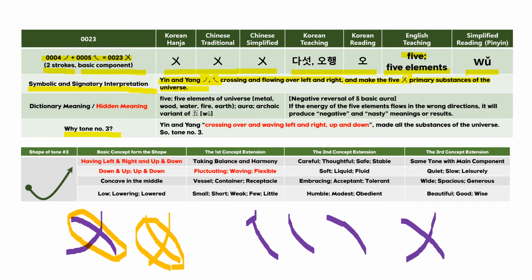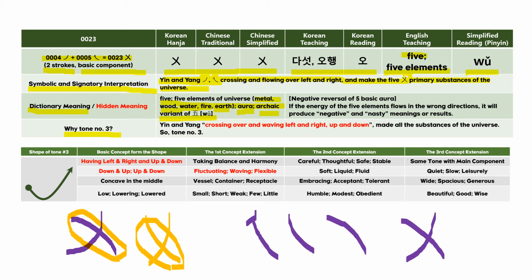Okay, the dictionary meaning of this character: 5 elements of the universe: matter, wood, water, fire, and earth. Also aura. This is an archaic variant of O, the same pronunciation, meaning 5. Okay, yin and yang makes 5.